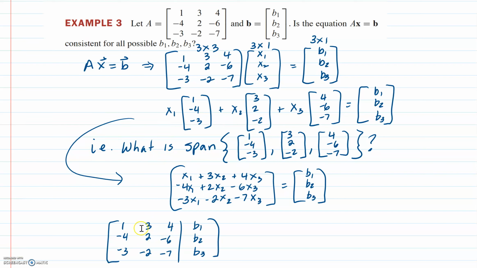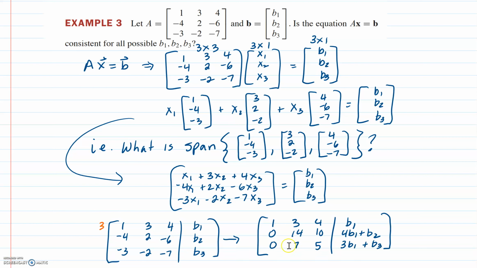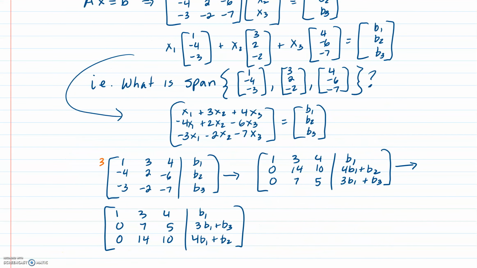So I'm going to put this in echelon form. Once again, leaving the first column alone, I'm going to get a 0 where the -4 and the -3 are. So I'm going to multiply the first row by 4 and add it to the second. Doing the same thing for the third row, I'm going to multiply the first row by 3 and add it to the third. Now for simplicity, I'm going to interchange row 2 and row 3. And now I'm going to use this one as my pivot.